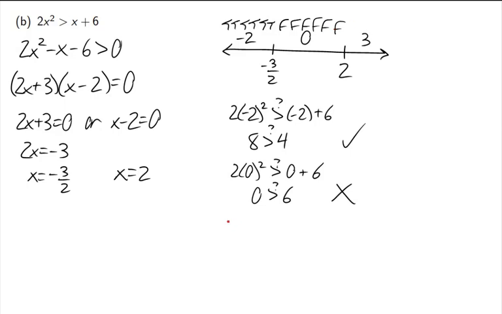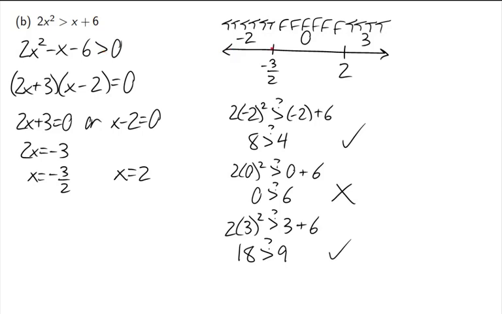And then finally 3. 2 times 3 squared greater than 3 plus 6. Well, 3 squared is 9, and 9 times 2 is 18. Is that greater than 3 plus 6, which is 9? Yes. So this one is true. So now we just need to determine, what about the endpoints? Well, this time it's a strictly greater than symbol, which means I cannot include my endpoints.